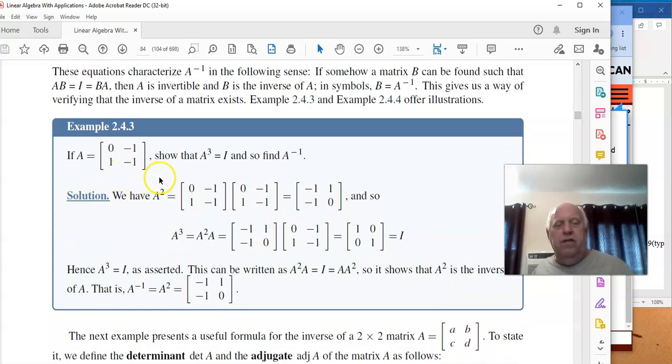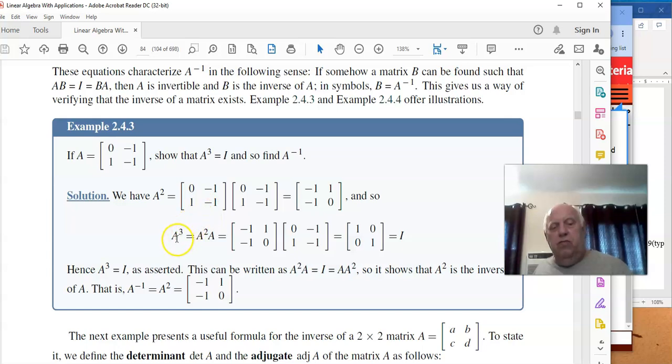Now, here's another interesting, cute exercise. We're going to use this a little bit in some of the homework. It's just a fact that if A is some matrix, I don't really care what it is, and some power of A, meaning A times A times A, is equal to the identity, then you can easily find the inverse, because the inverse is the one less power.